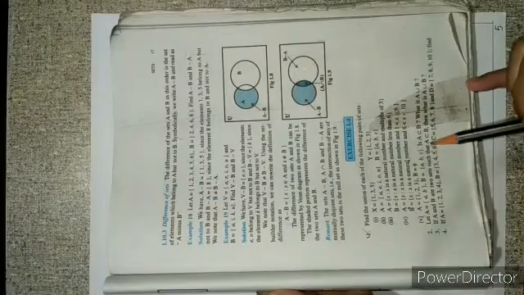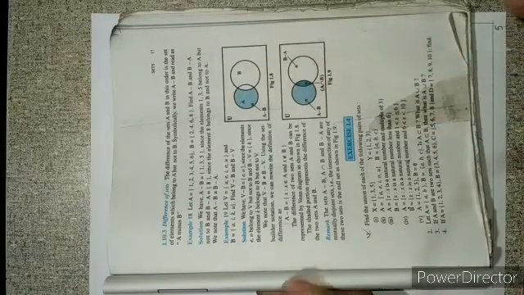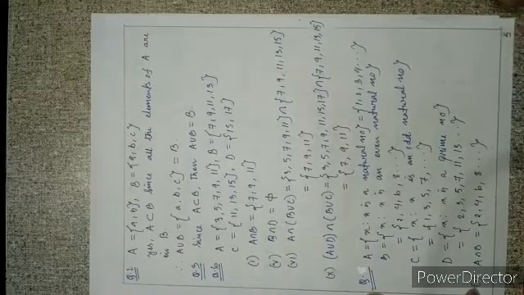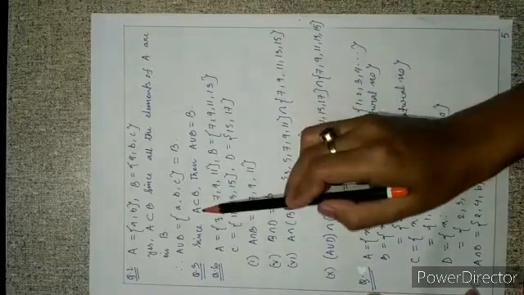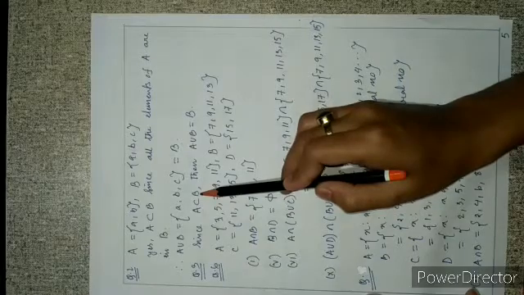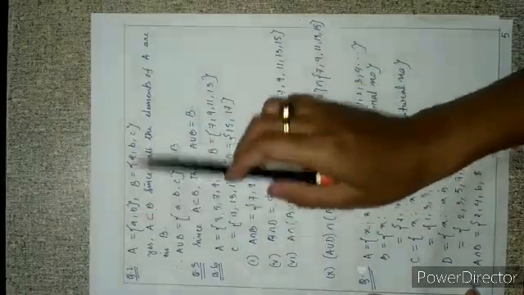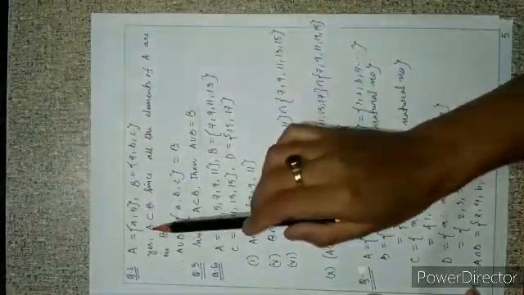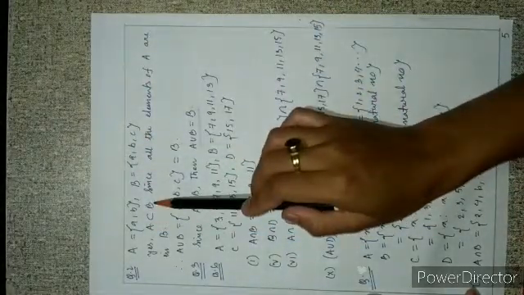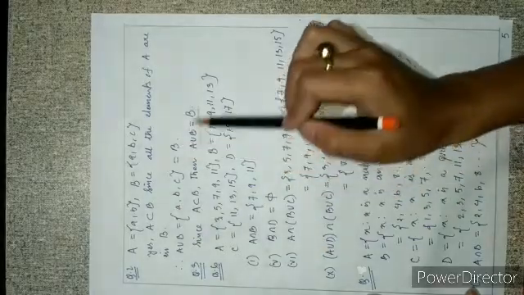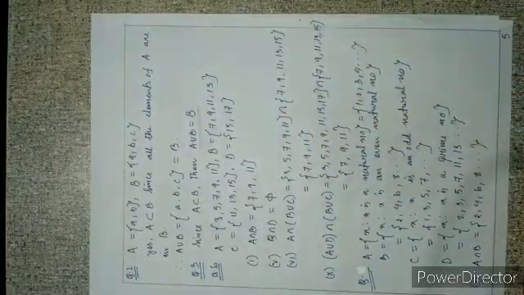And for question number 3, if A and B are two sets such that A is a subset of B, then what is A union B? All the elements of A are in the elements of set B. Then A union B will be equal to set B.